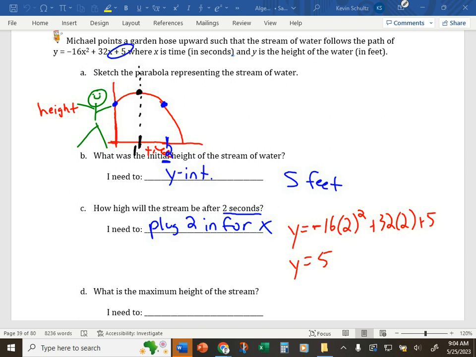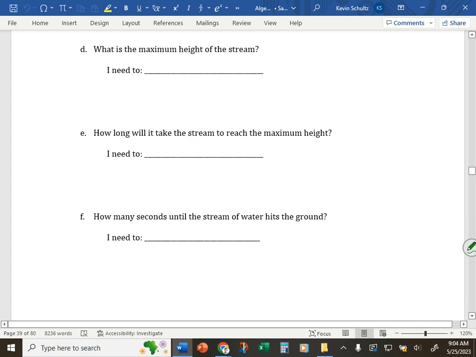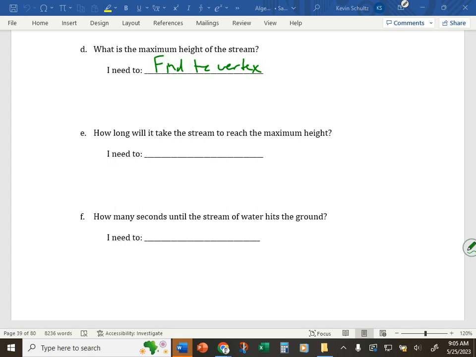So let's calculate the vertex, the maximum height of the stream. We need to find the vertex. Do we need the full vertex, the x and the y? We need the y, right? Because this says what is the maximum height, not when is the maximum height. If it was when is the maximum height, 1 would be the answer. But what is the maximum height? We actually have to plug this in. Nick, you had a question? No, I figured it out.